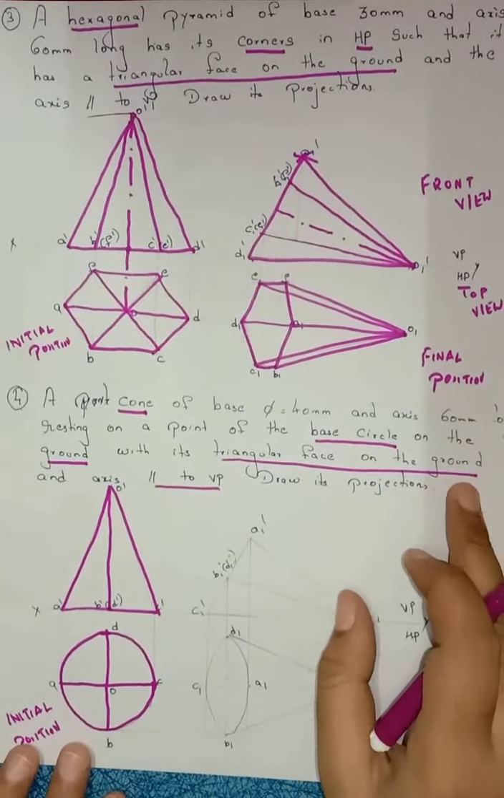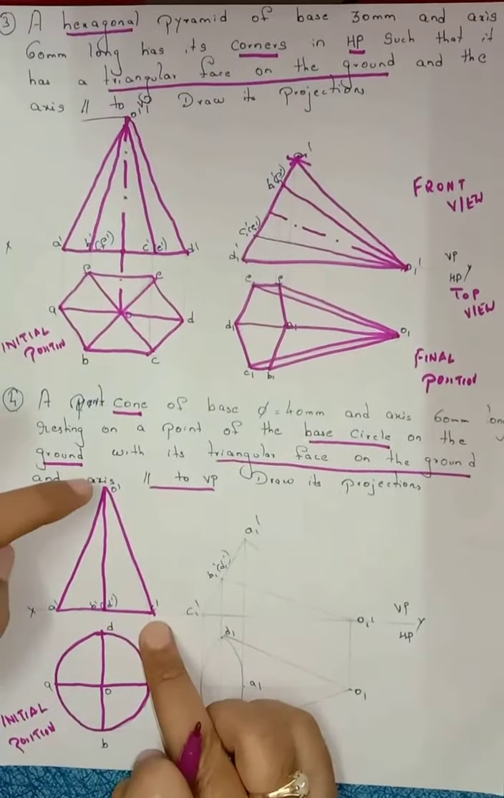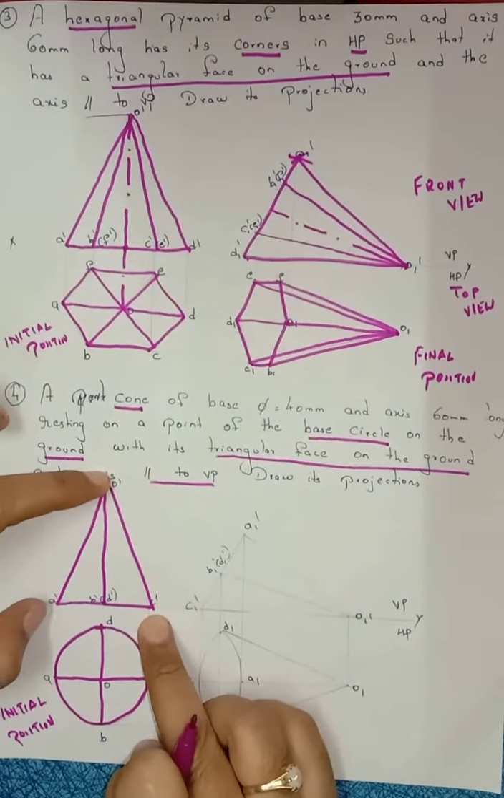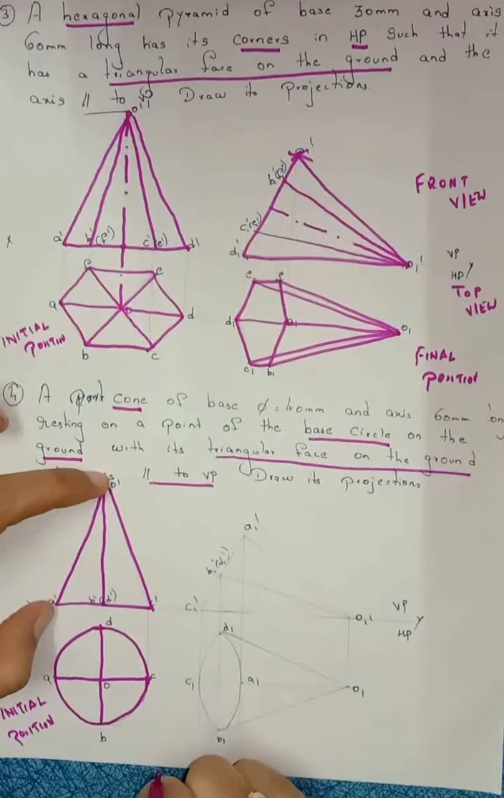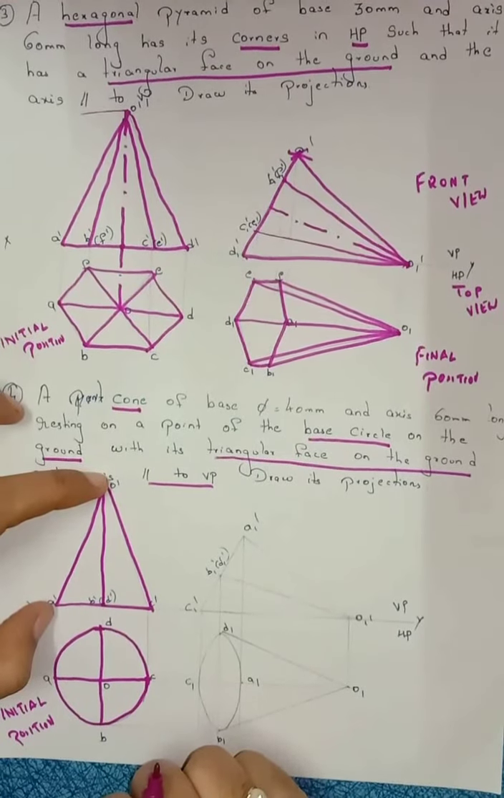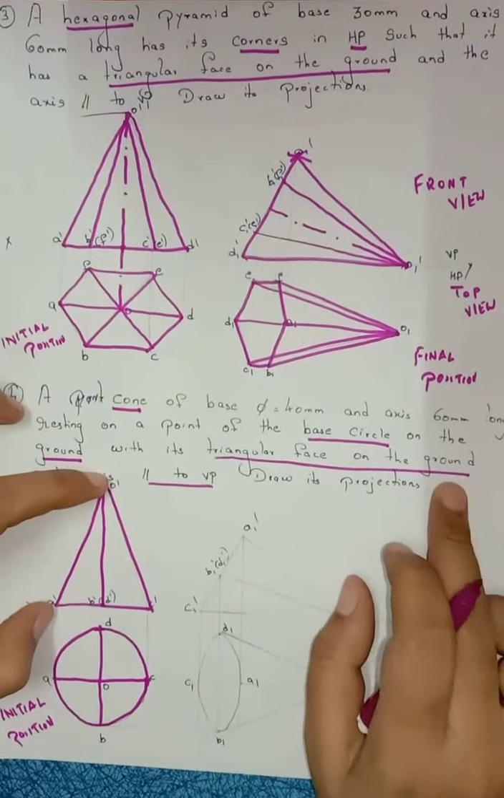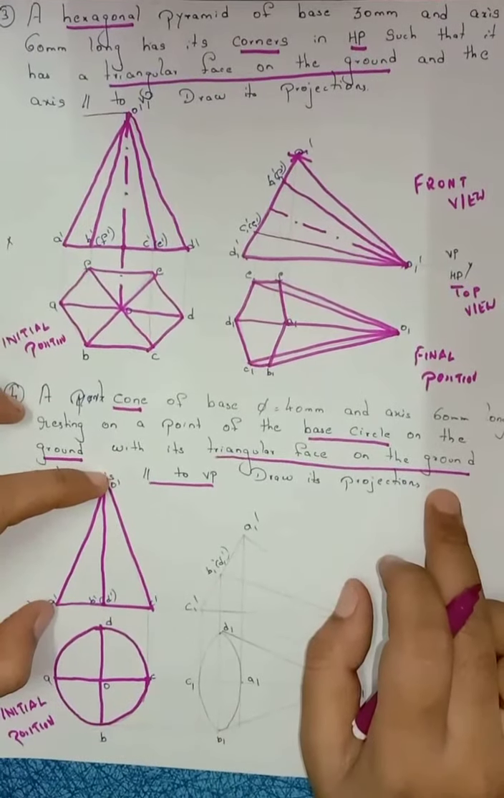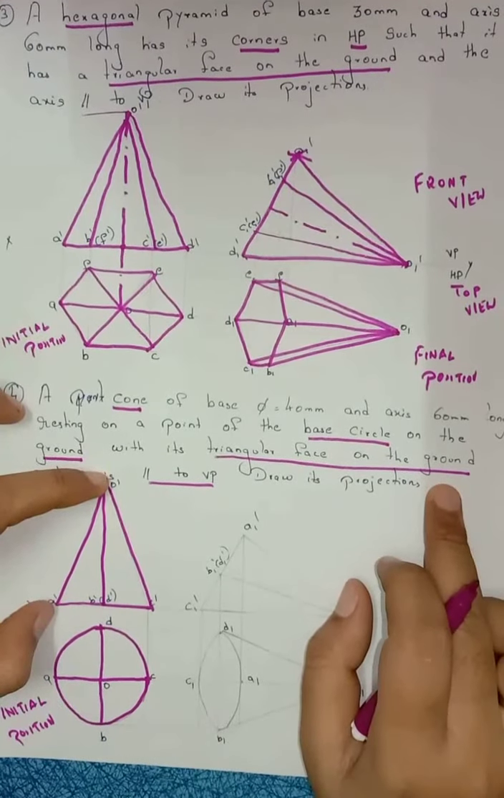Triangular face on the ground. Same process. What are triangular faces here? O dash to C dash, O dash to A dash. These are two triangular faces. You have to construct the triangular face on the ground. On the ground means on horizontal plane. On horizontal plane means you can draw on the reference line.